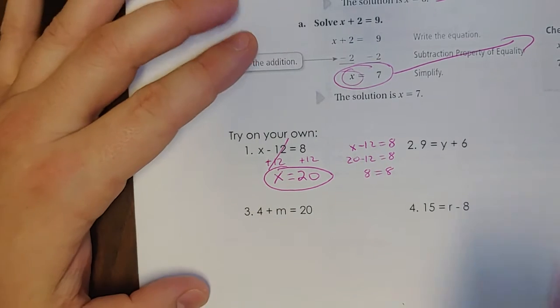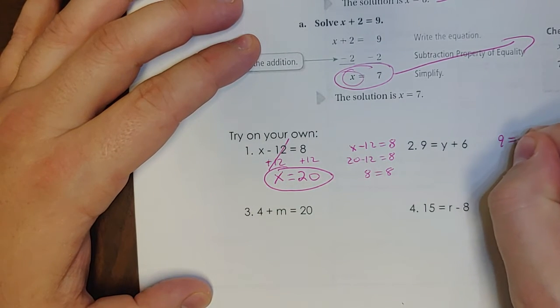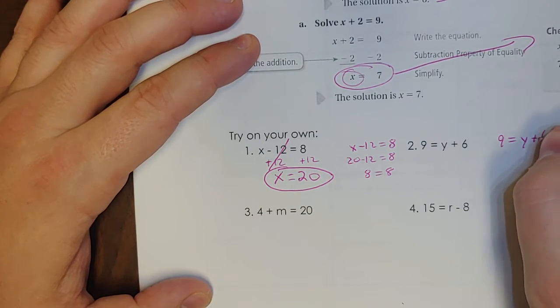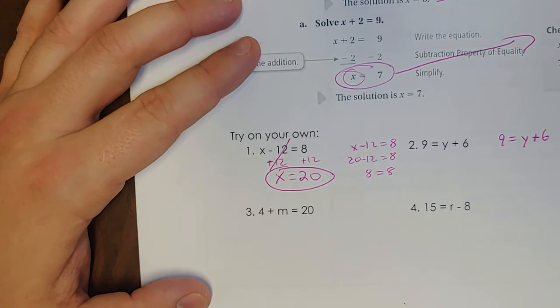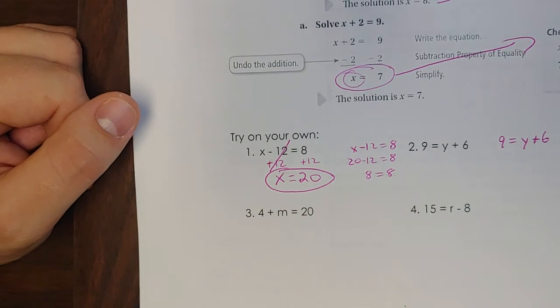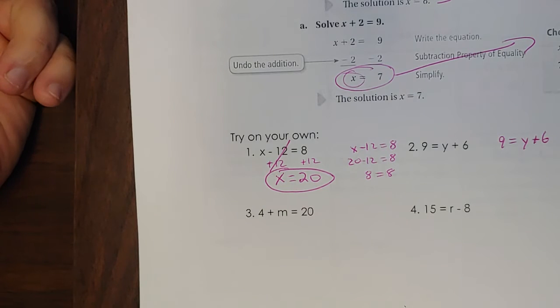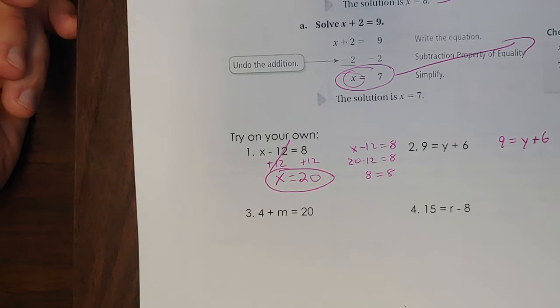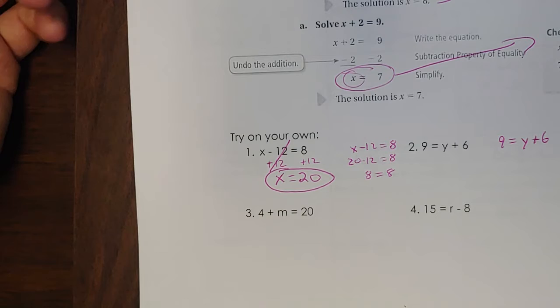We have number 2 here, which is 9 equals y plus 6. What's different about this one than the last problem? It's backwards. The variable's on the other side, but guess what? It really doesn't matter. I mean, if I wanted to, I could change it.